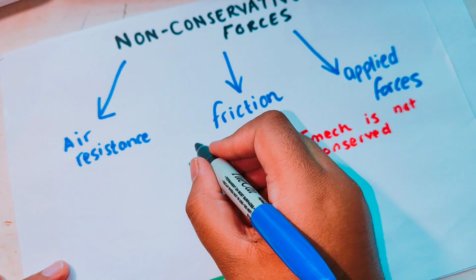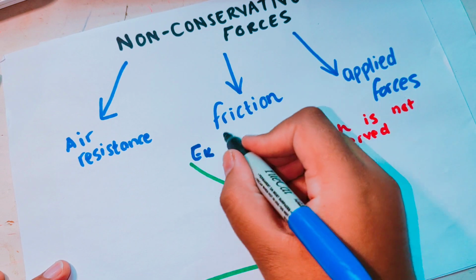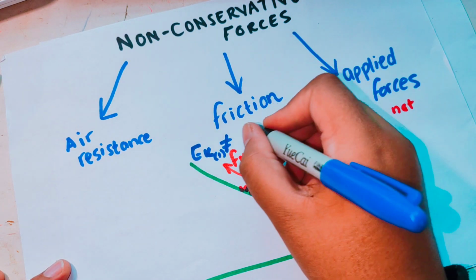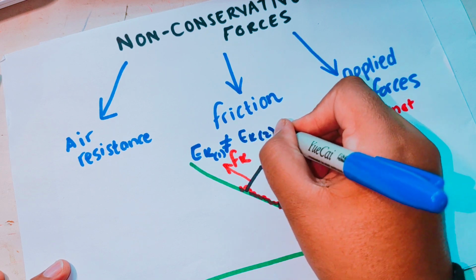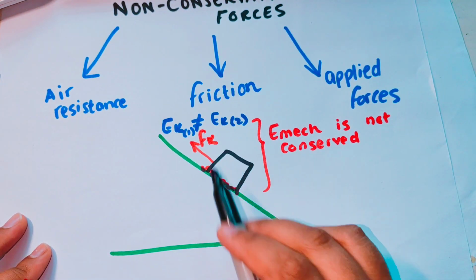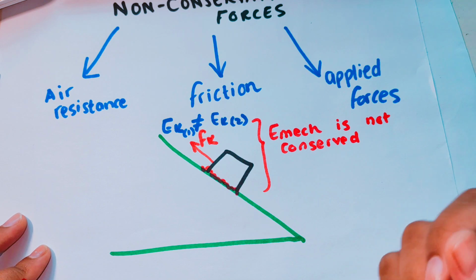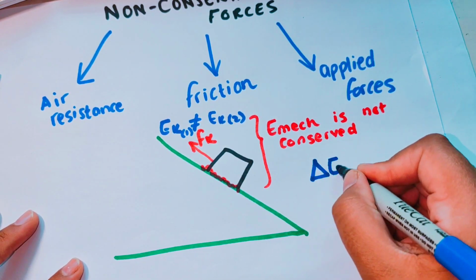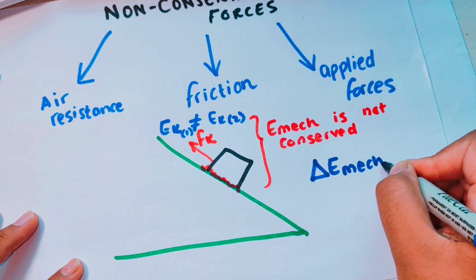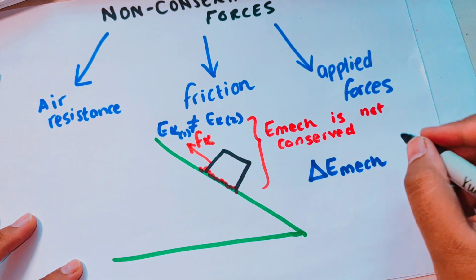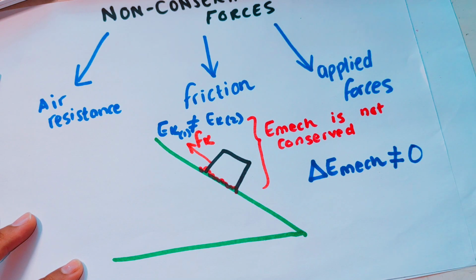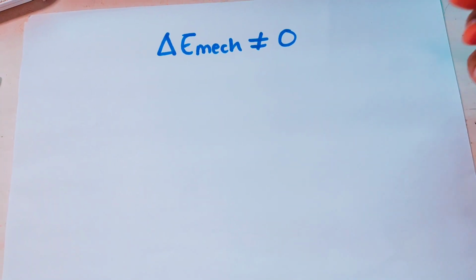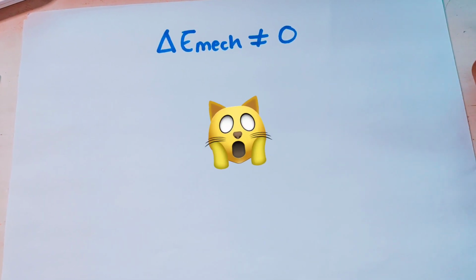And so the kinetic energy at point 1 is not equal to the kinetic energy at point 2. And therefore you have a change in kinetic energy. And therefore mechanical energy is not the same, which means that delta E mech, when you have non-conservative forces acting, is not equal to zero. It's not conserved. So if the change in mechanical energy is not equal to zero, what is it equal to?